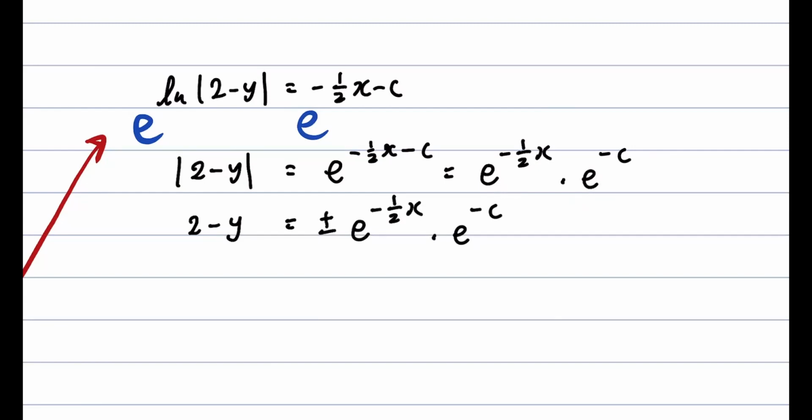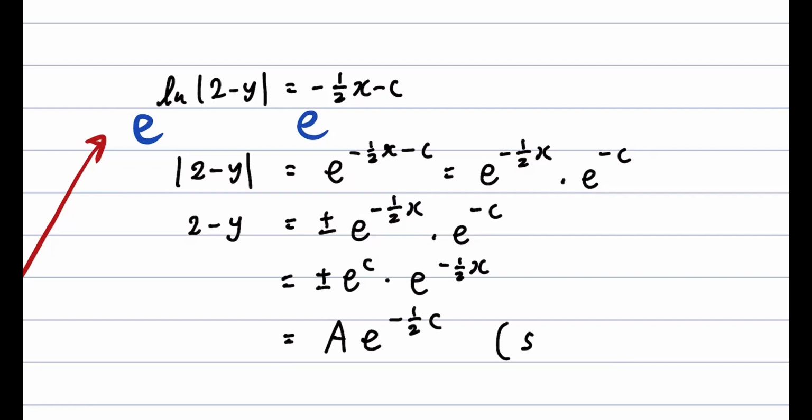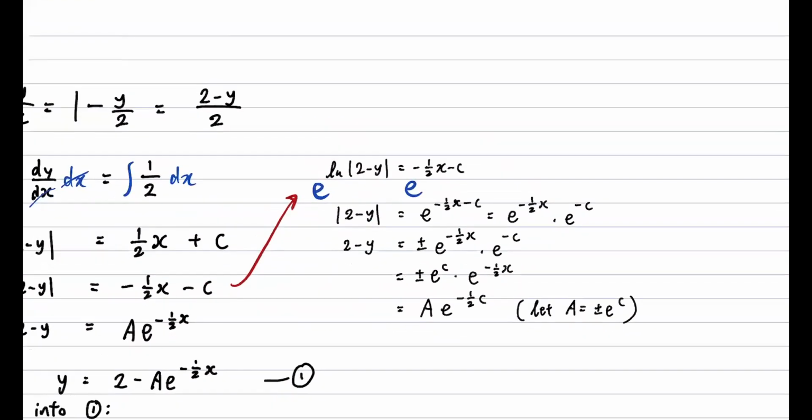But wait a minute, you realize you can rewrite this as plus minus e power c times e power -1/2 x. This part here is just a constant, right? So what we can do is say a times e to the -1/2 x, where we let a equal plus minus e power c. You absorb all the constants into one single letter. Okay? That's how you get this part.